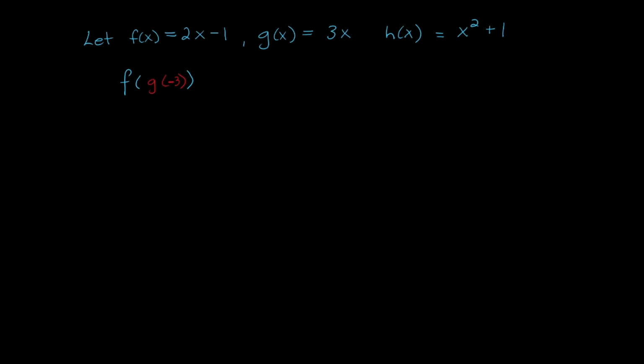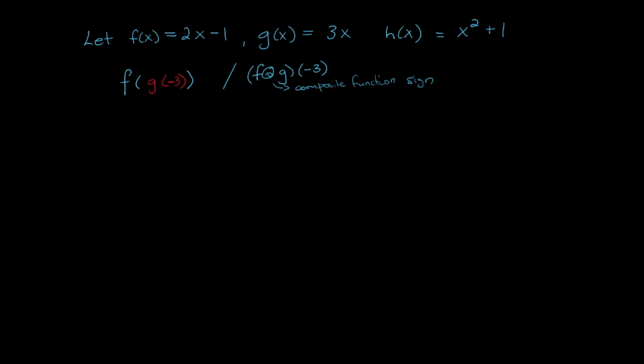Before we continue, let me show you another way to write this. We would have f of g of negative 3. This little circle represents the composite function sign, so these two expressions are the same. Now let's solve for f of g of negative 3.